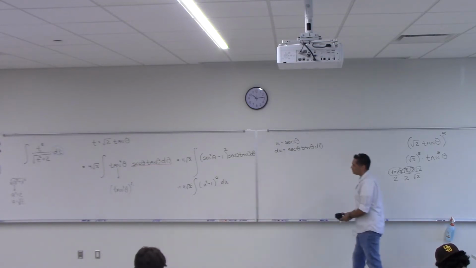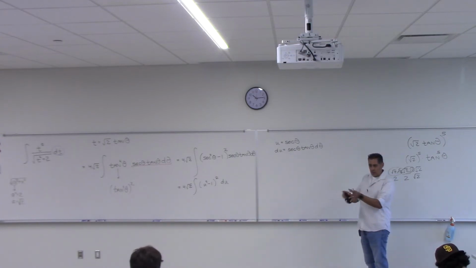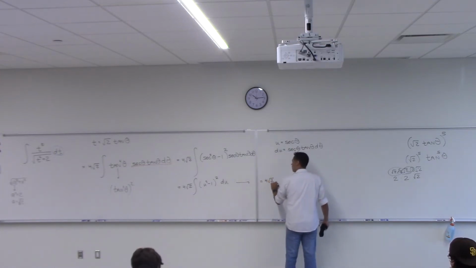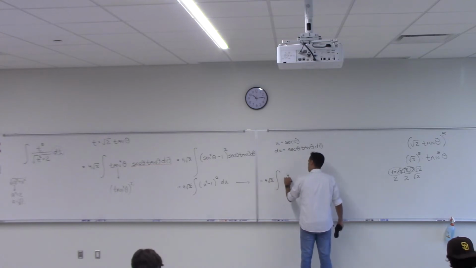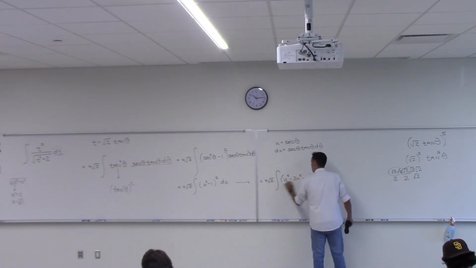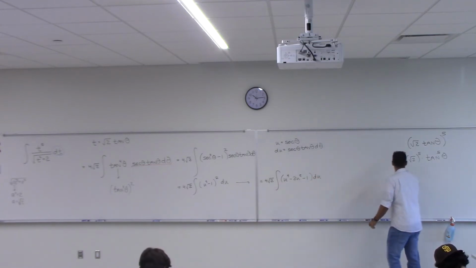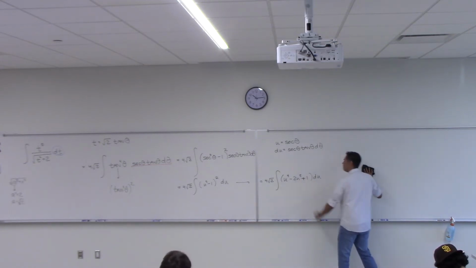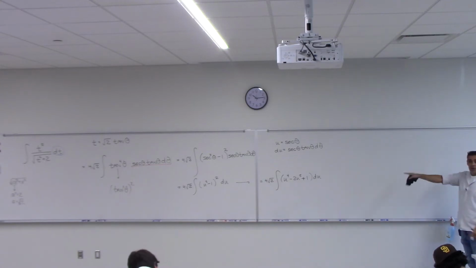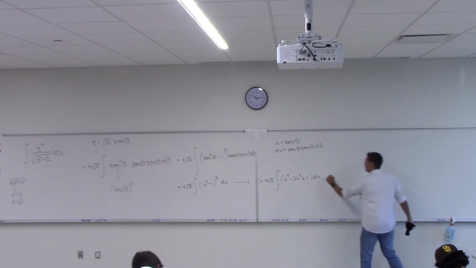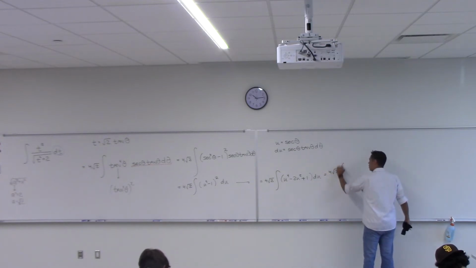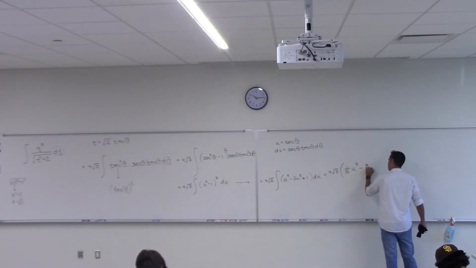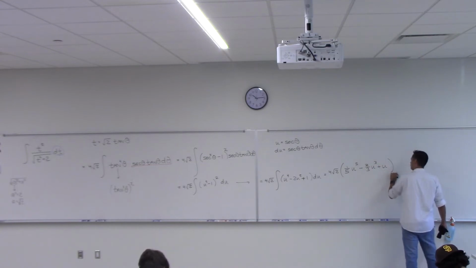How would you do that? Expand that u squared minus 1 out. And that becomes u to the fourth minus 2u squared plus 1, and then du. Yeah, plus 1, thank you. Term by term, antiderivative. So 4 root 2, no more integral sign, 1/5 u to the fifth minus 2/3 u to the third plus u, plus some constant.